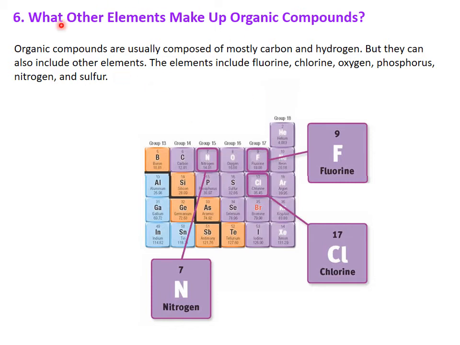Now, let's look at this picture. The periodic table lists all the chemical elements that are currently known. The table contains 18 groups of elements. Here, a portion of groups 13 to 18 is shown, and we can see that fluorine, chlorine, and nitrogen are some of the elements that can be included in organic compounds.